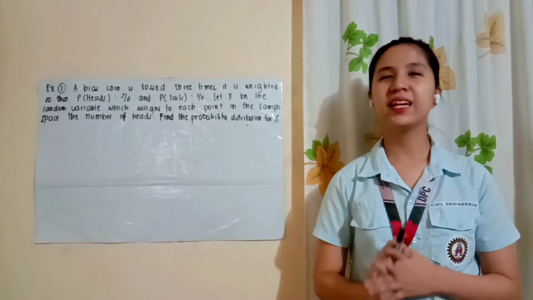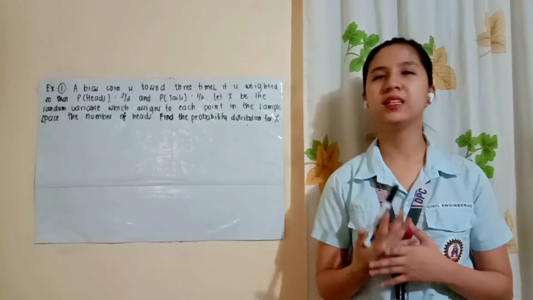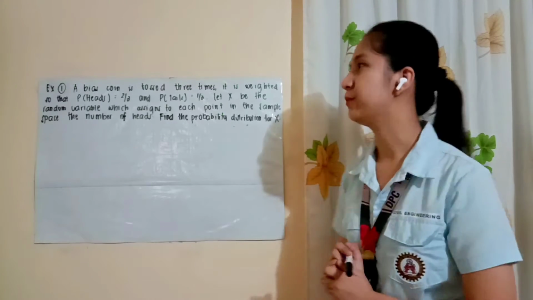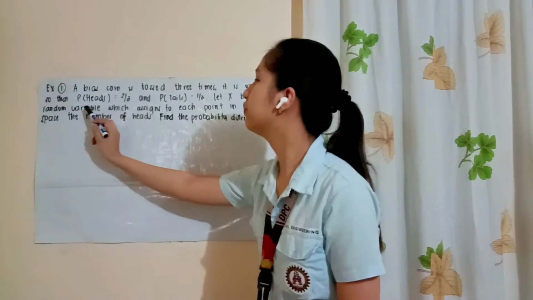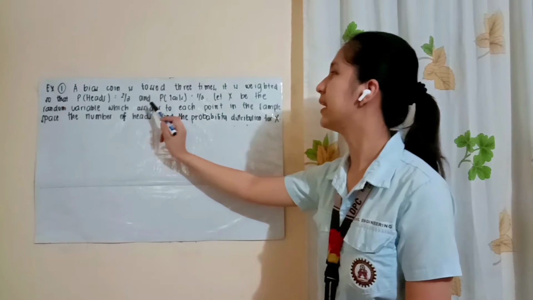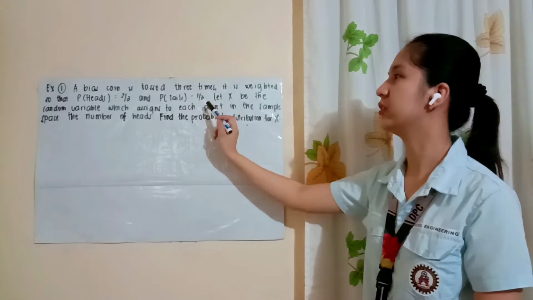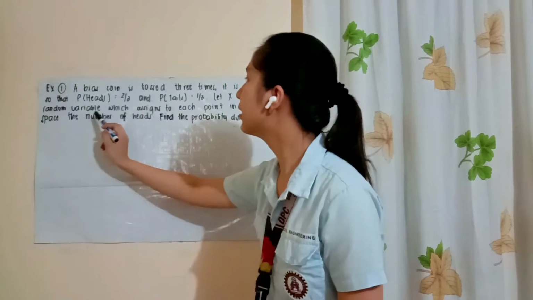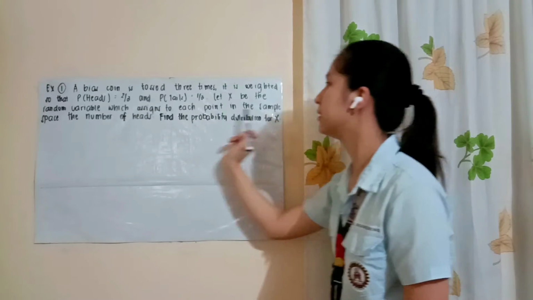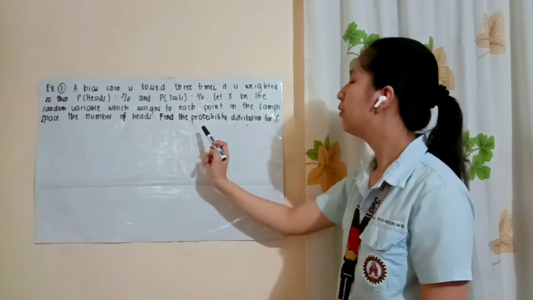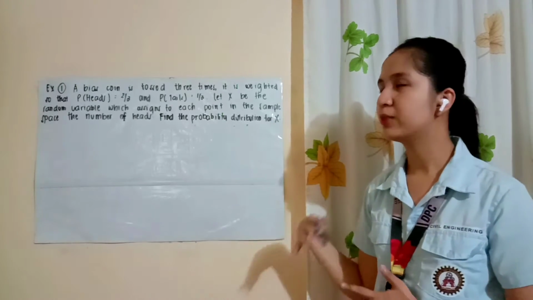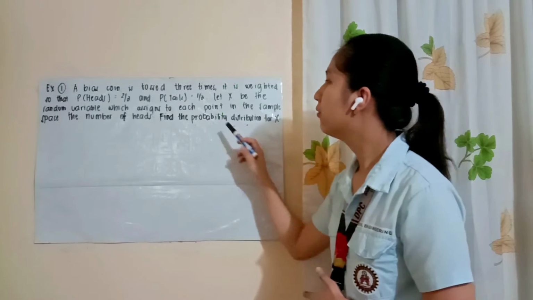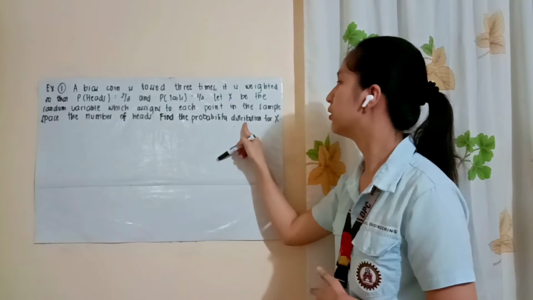So, para mas maintindihan natin ang discrete probability distribution, let's try to solve this problem. A biased coin is tossed 3 times. It is weighted so that probability of heads equals 2/3 and probability of tails equals 1/3. Let x be the random variable which assigns to each point in the sample space the number of heads. Find the probability distribution for x. Dito sa problem na to, we will find for the probability distribution for x.